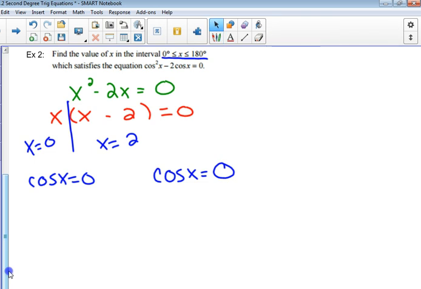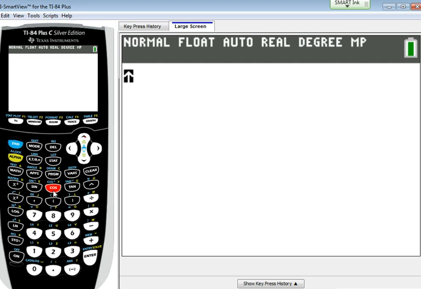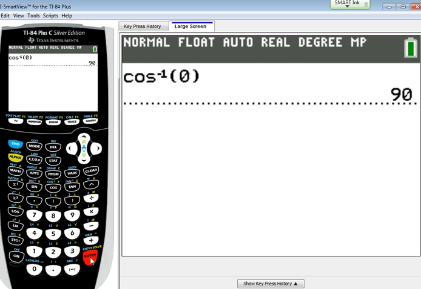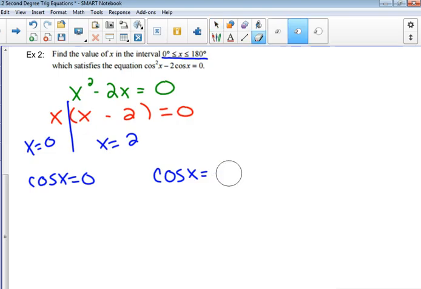All right, so let's use our second function key and figure this out. You did cos equals 0, cos equals 0. Oh, cos equals 2, sorry. So in here we got x equals 90.